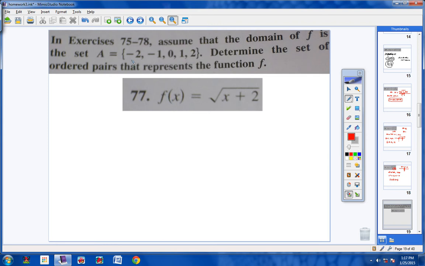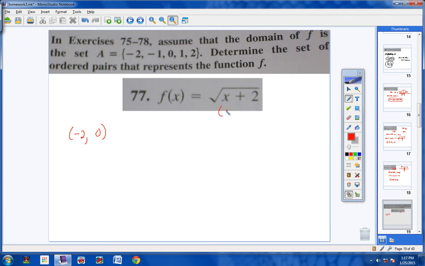Okay, let's put a negative 2 in first, okay? Put a negative 2 in for x right here. Negative 2 plus 2 is 0. The square root of 0 is 0. Okay. Next we're going to put negative 1 in.